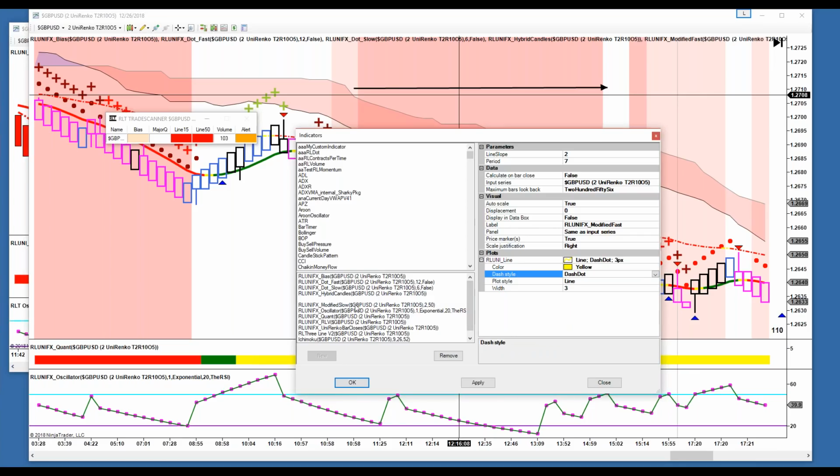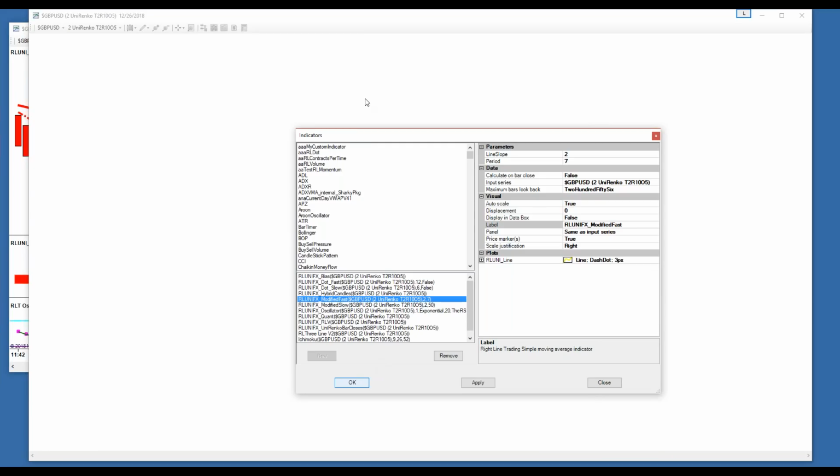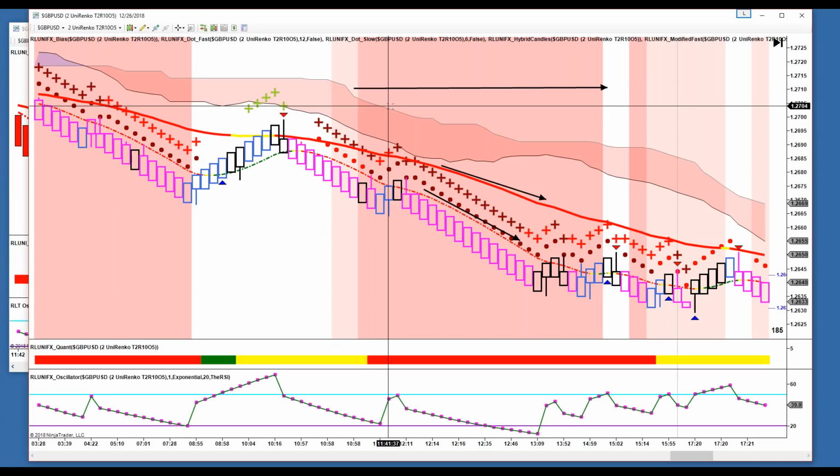And our modified fast is the one that should be 5. And it should be solid. Now I'm going to set these as defaults. And I shouldn't be setting up the platform here, but I made that one modification. Okay. Now we're ready to go.